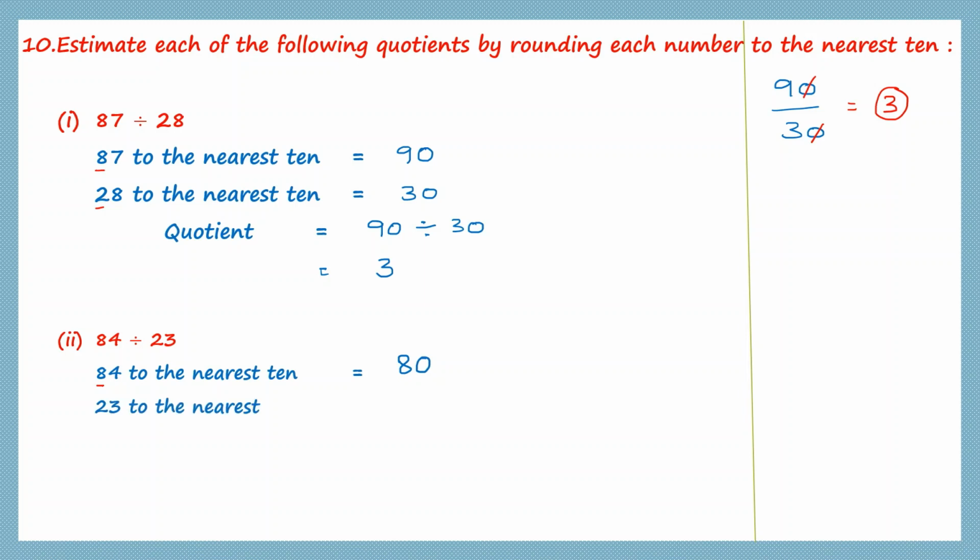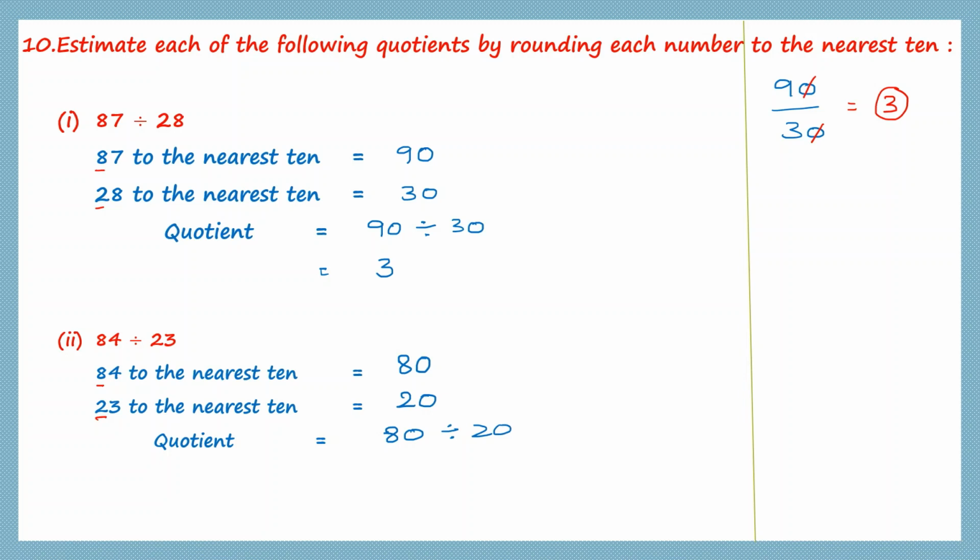Then 23 to the nearest 10. So we have 2 in the tens place and the digit to its right is less than 5. So 2 will remain the same. So 2 and 0, that's 20. Now the quotient is 80 divided by 20.